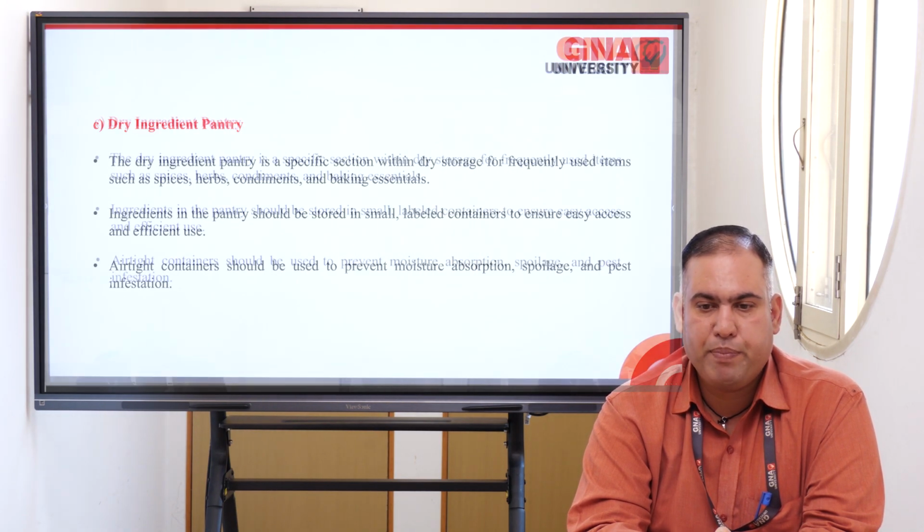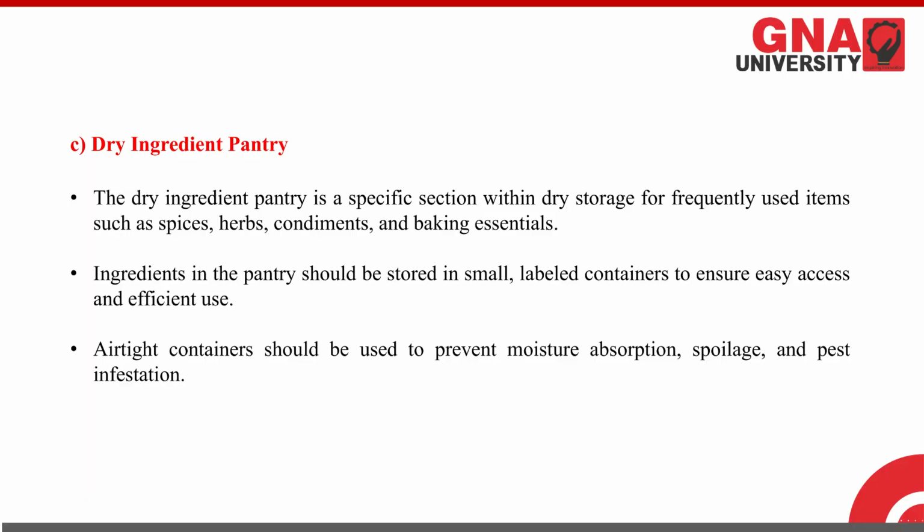Dry ingredients pantry. The dry ingredient pantry is a specific section within dry storage for frequently used items such as spices, herbs, condiments, and baking essentials. Ingredients in the pantry should be stored in small, labeled containers to ensure easy access and efficient use. Airtight containers should be used to prevent moisture absorption, spoilage, and pest infestation.